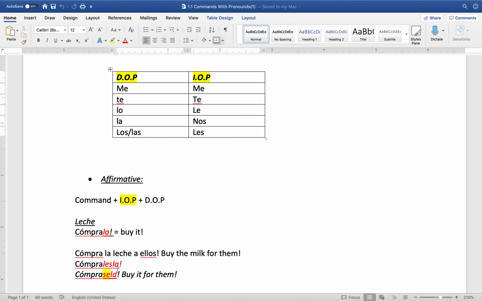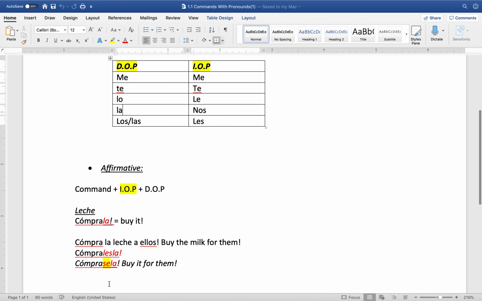But it's a rule. In commands, you cannot have these two L's right here. So that means the indirect object pronoun, which is this one right here, becomes se. Okay, so that will be cómprasela. It becomes se. The indirect, not the direct, the indirect. So that will be buy it for them.